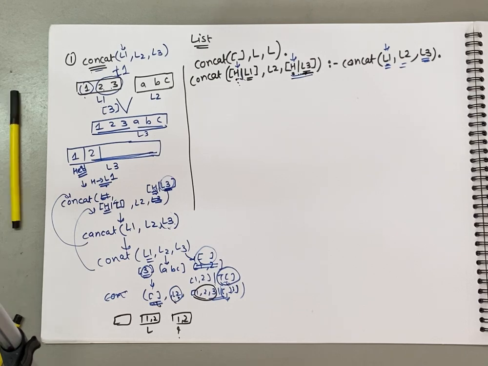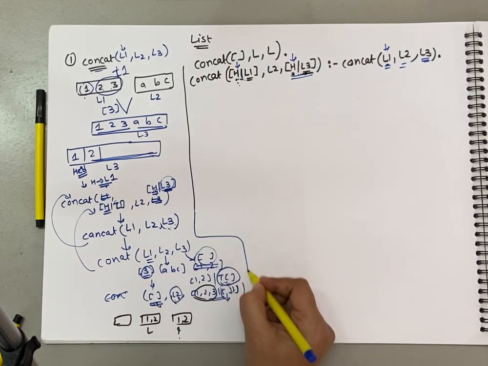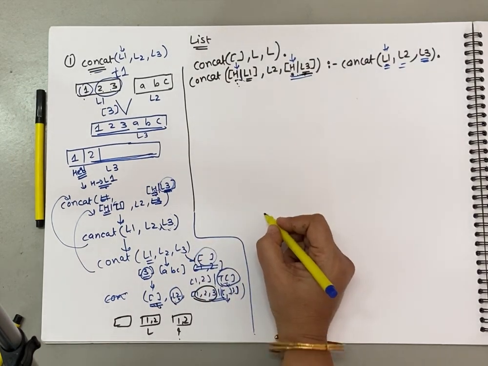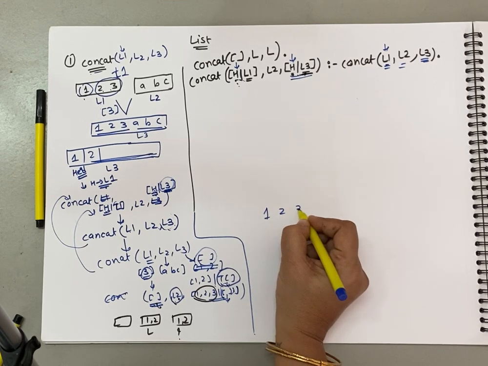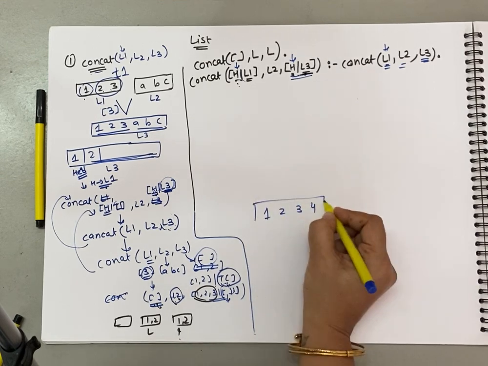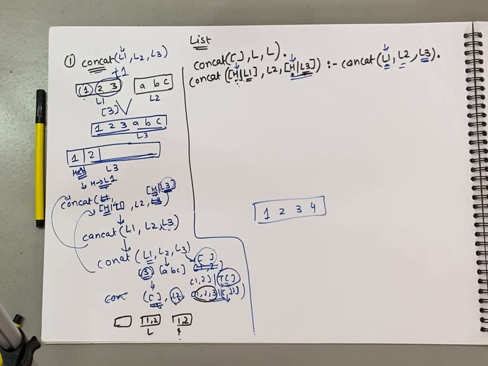Now let us see what happens in case of reverse. Let me explain what happens in case of reverse. Suppose you have a list 1, 2, 3, 4. This is my list, and I want to have a reverse of this. Okay, so you need to write a rule which will get the reverse of it.